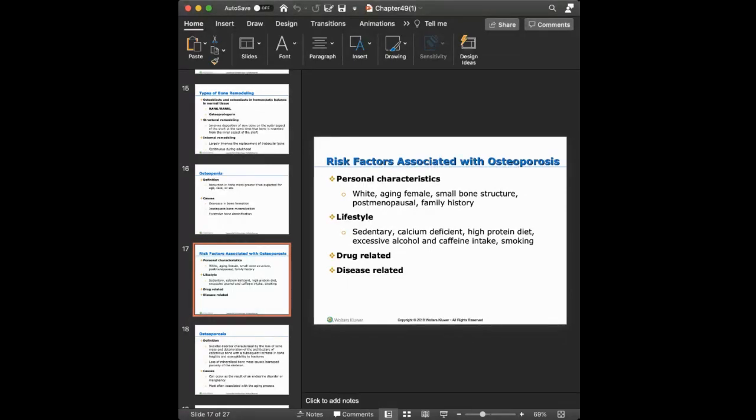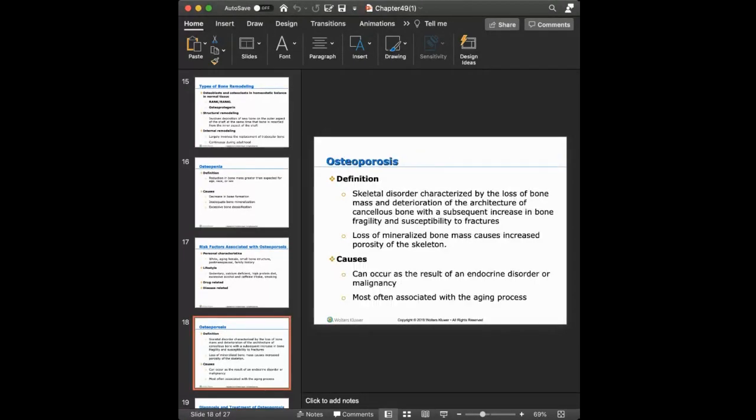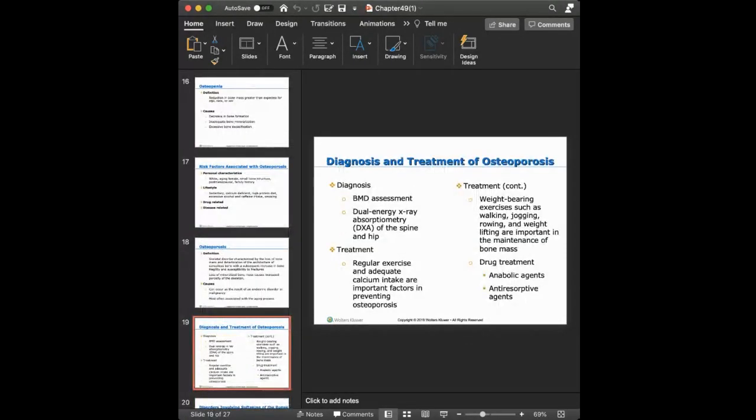There are also some medications and disease processes that can cause osteoporosis and leaching of the calcium from the bones. Particularly cancers of the bone can lead to weakening of the bones and those fractures that we tend to see. So here are our diagnostic tests and our treatment for osteoporosis. Make sure you pay attention to this slide with your treatments and your diagnostics as well.